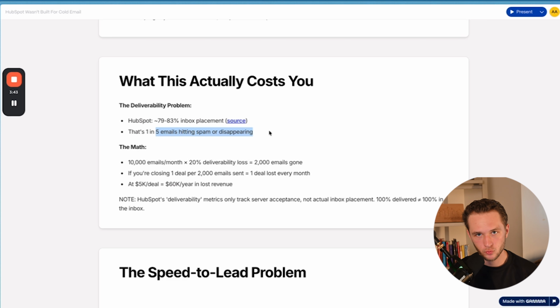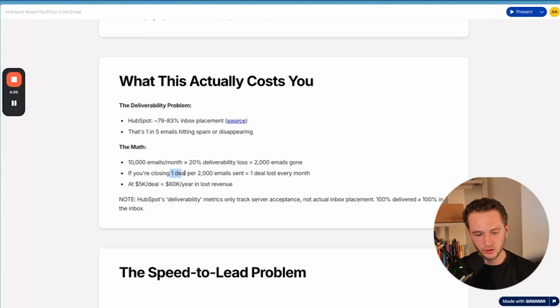And keep in mind, that's 1 in 5 or 80% inbox placement for all of your emails. So the emails that you send to warm leads and the cold leads, right? Because it's all coming from your one domain. So the math is, if you're sending 10,000 emails per month with your HubSpot setup and you have a 20% deliverability loss or deficit, that's 2,000 emails gone, right? Which is obviously quite a bit if you're sending a decent amount of volume.